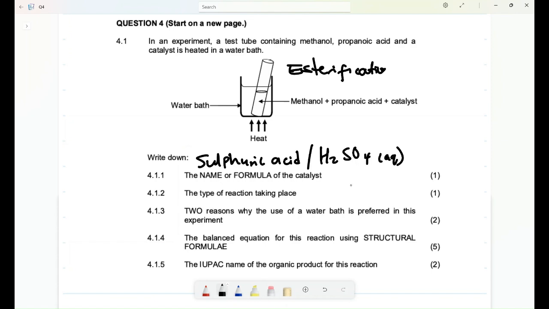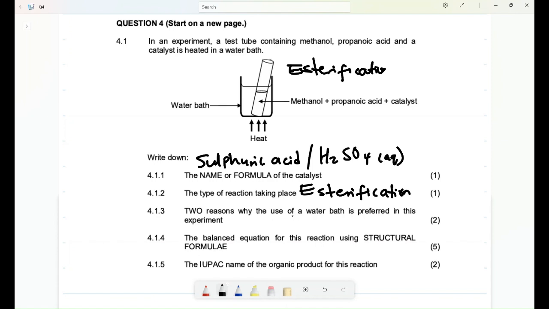The type of reaction taking place is esterification. Remember, the process of forming an ester is called esterification. Do not use the other word, condensation. It is correct, but you're going to confuse yourself. Just use the process of forming an ester, esterification, straightforward. As a student, what you want to do is make your life easier. Do not make yourself suffer.